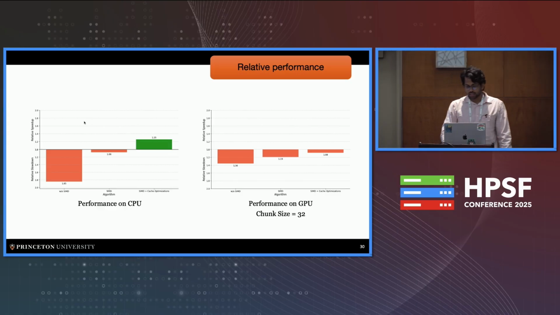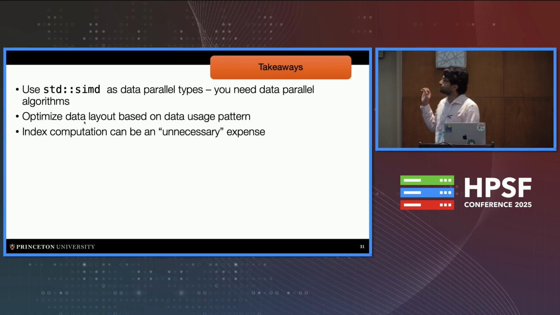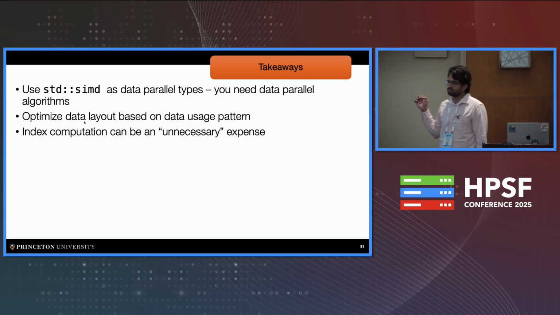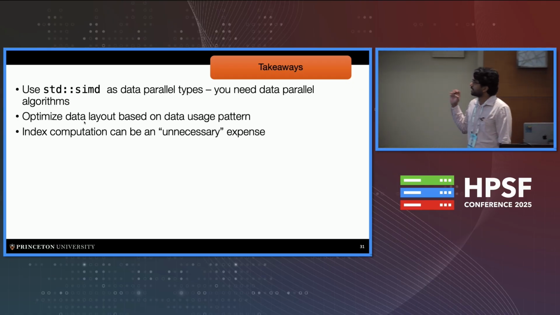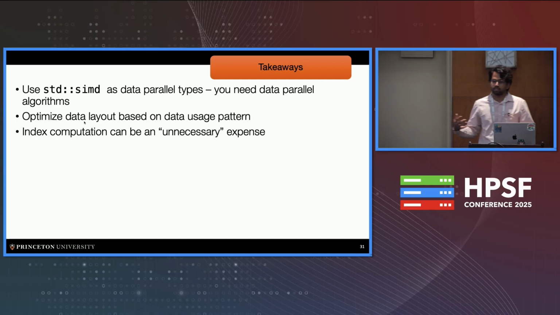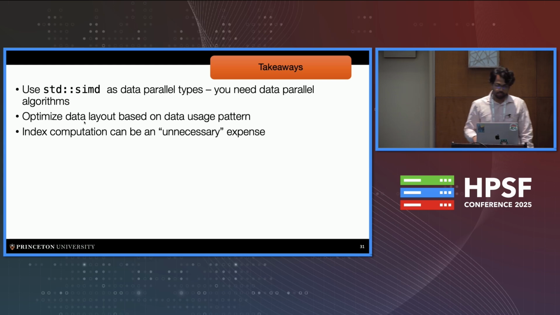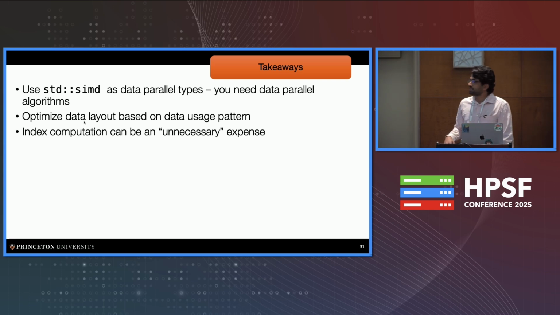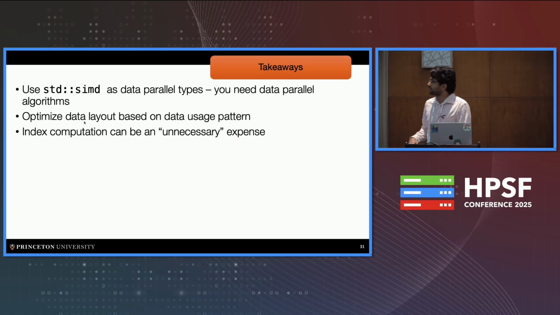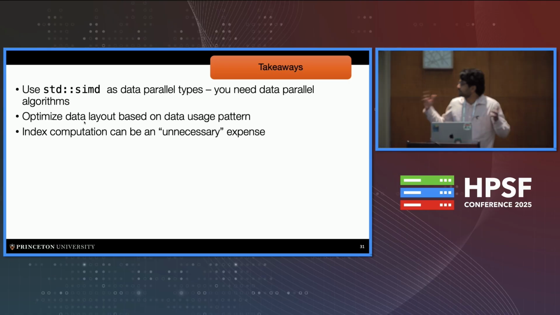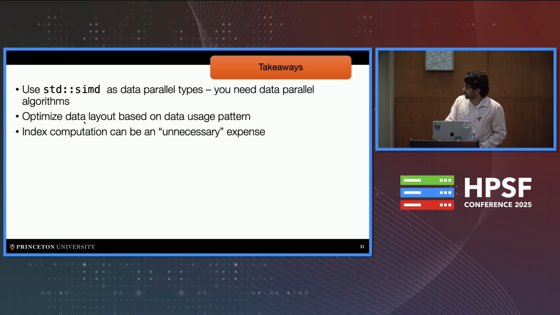So lastly, I want to talk about a few key takeaways. If you're implementing SIMD types, you should think about them as data parallel types and not just as a way of using vector instructions in your code. So you need a data parallel algorithm. Second, optimize the data layout based on your data usage pattern if you can, though many times you might not be able to do that, especially if you're developing a library. And finally, the other thing I found out was that index computation can sometimes be an unnecessary expense.